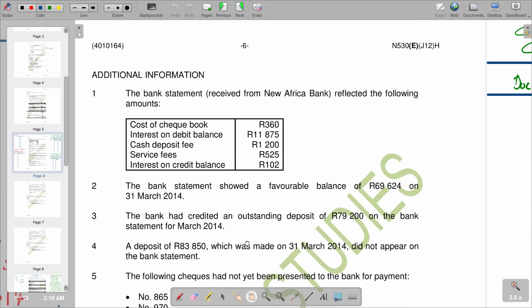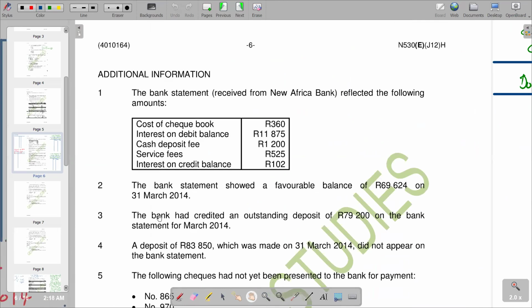we are told that on item 2, the bank statement showed a favorable balance of 69,624 rand on 31 March 2014. So exactly, this is going to be our opening balance. So remember, we are reconciling.